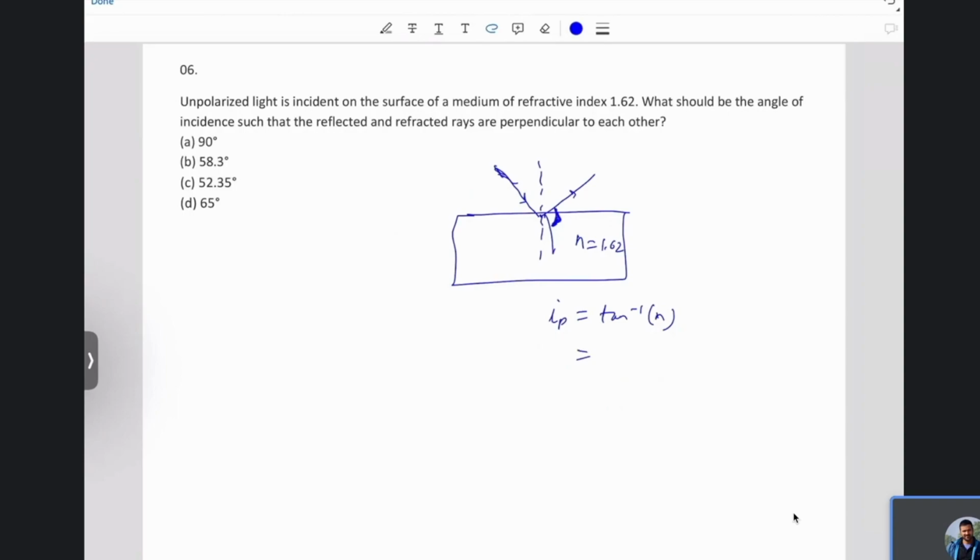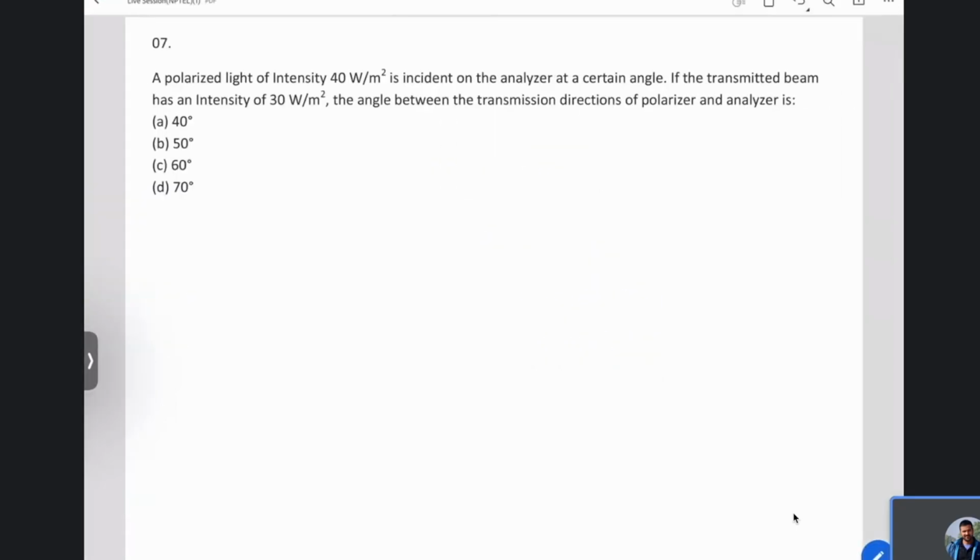So tan inverse 1.62 is simply 58.3 degree, and the angle of reflection and angle of incidence are the same. So yeah, the correct answer is B. It's an easy problem.